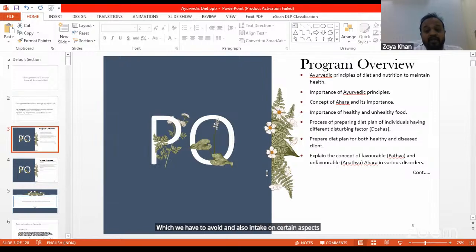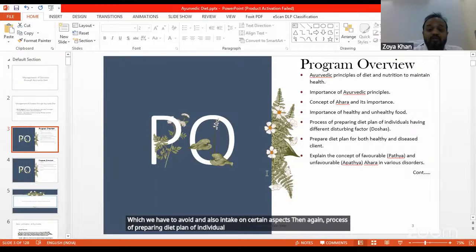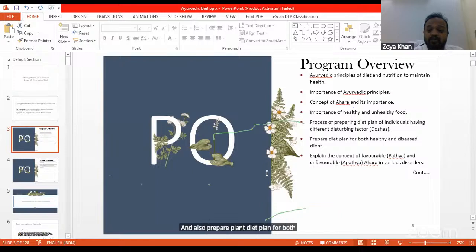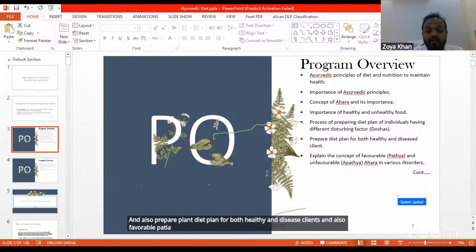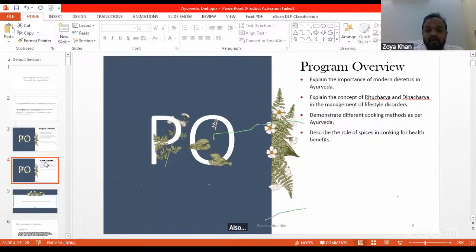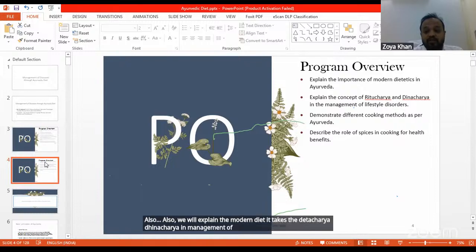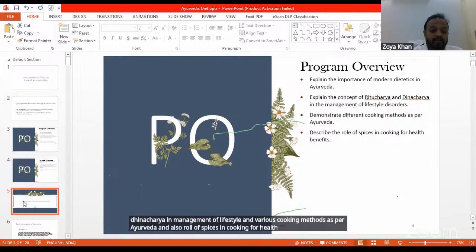Then, the process of preparing a diet plan for individuals having different disturbing factors. In Ayurveda, we always go with the biological factors like doshas, right? We have three doshas: Vata, Pitta, Kapha. How are we going to plan a diet according to the doshas? And also prepare a diet plan for both healthy and diseased clients, and also favorable pathya. Pathya is the do's and don'ts of ahara in various disorders. Also, we will explain modern dietetics, Ritucharya, Dinacharya in management of lifestyle, various cooking methods as per Ayurveda, and also the role of spices in cooking for health benefits.